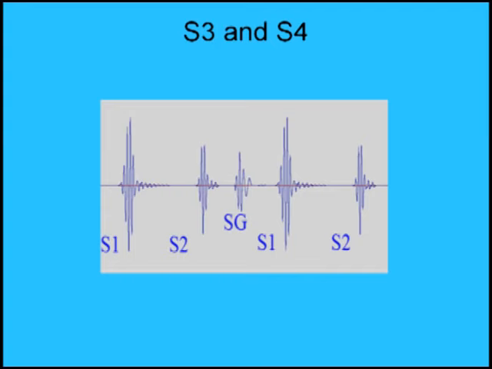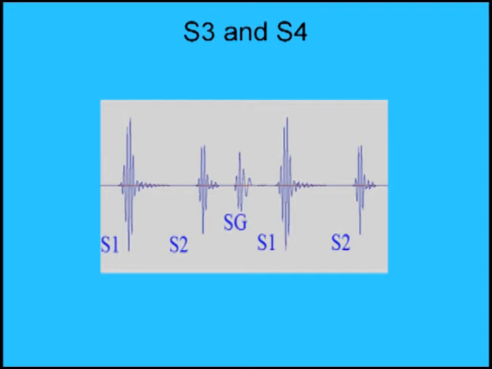Summation gallop. As the heart rate increases, a third heart sound from one cardiac cycle may coincide with a fourth heart sound from the following cycle. In this case, a single loud diastolic sound is heard as the two sounds superimpose on each other.